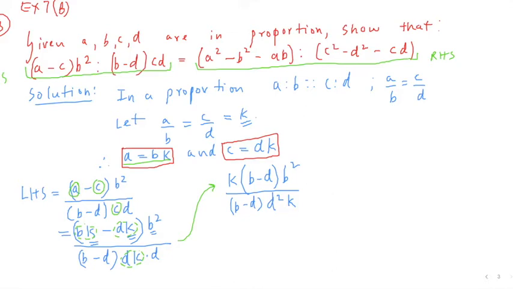Okay, so there is something that's cancelable here, right? Yes, sir. There's B minus D, the whole thing that could cancel as well. So this boils down to B squared by D squared. Is that okay? So all I did was substitute, factorize, and cancel.